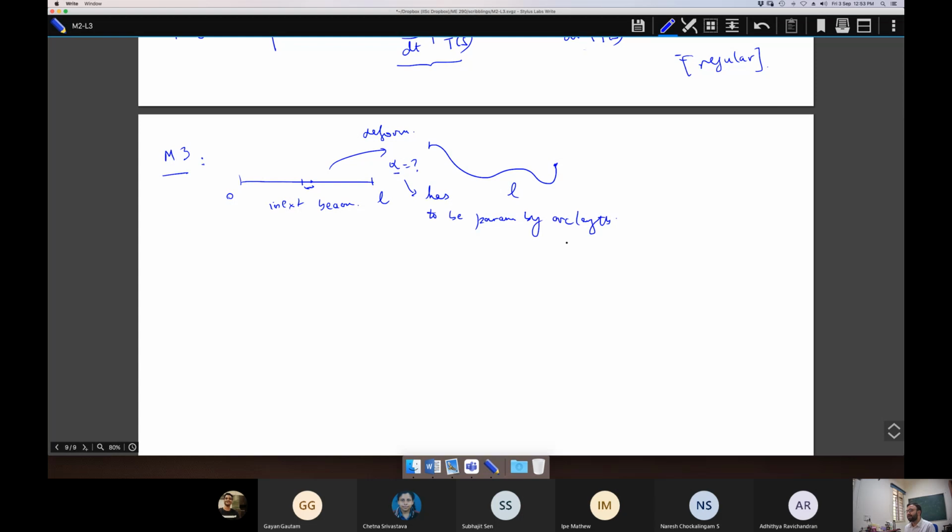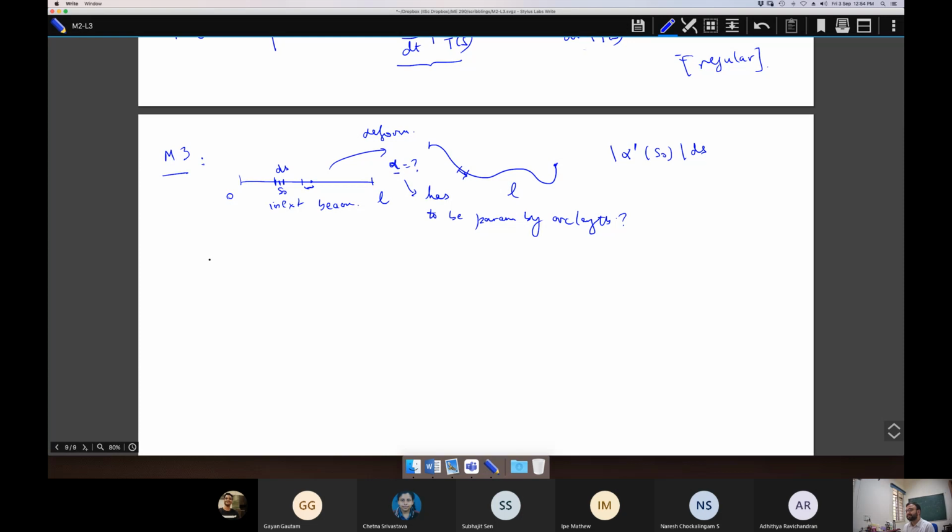Can you explain why? Consider a very small section here, ds. What will its length be in the deformed configuration? ds. I mean, that's what we want it to be. But if you mapped it with alpha, in terms of alpha, what will be its length? Alpha prime ds. So if this sits at some point S naught, you will have mod alpha prime of S naught ds. Correct?